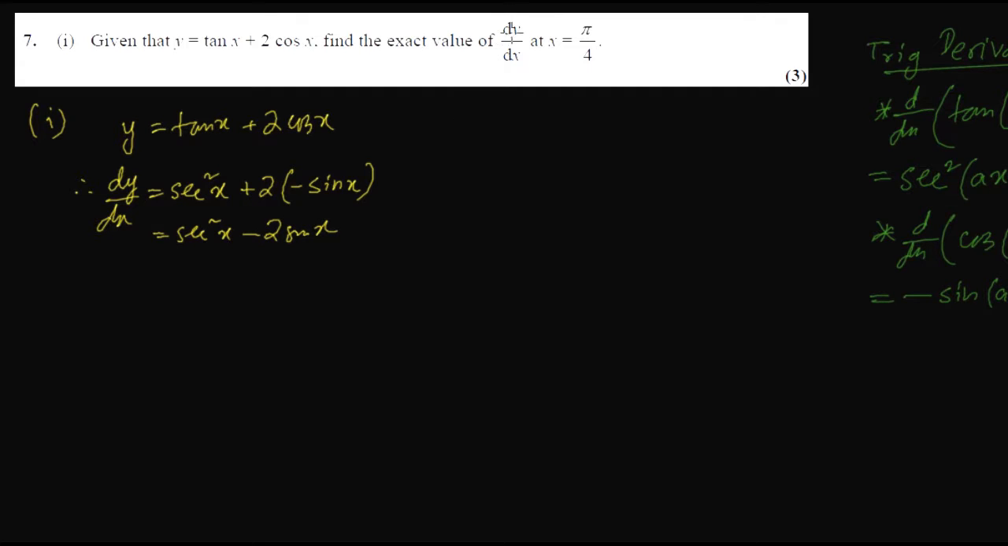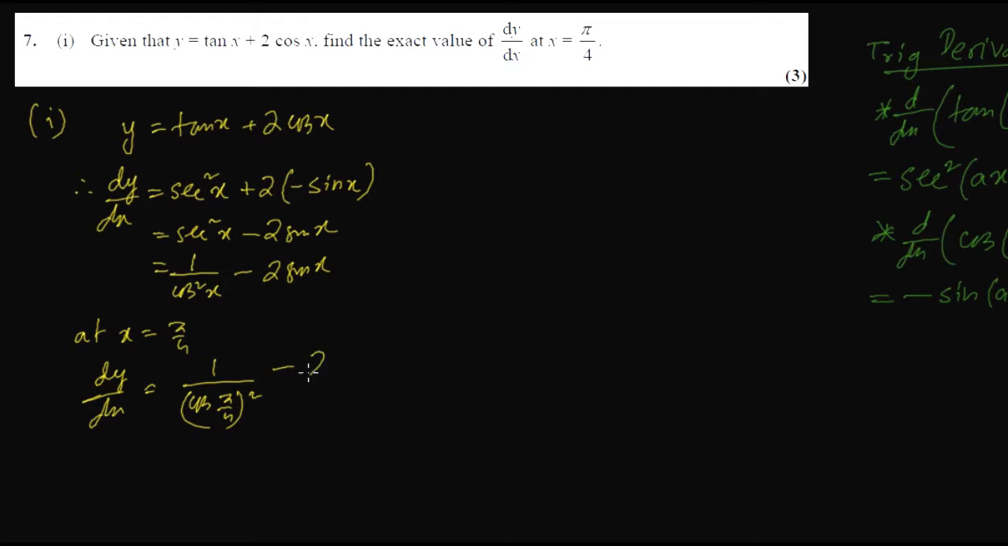Now we have to find the value of the derivative at the point x equals pi by 4. First, it's always a good idea to write down the answer in the simplest form, in sine, cos and tan. So sec, the identity is 1 by cos, so this will be 1 by cos squared x minus 2 sine x. So at x equals pi by 4, we can just write dy by dx equals 1 by cos pi by 4 whole squared. Remember, cos squared theta is the same as cos theta whole squared, minus 2 sine pi by 4.